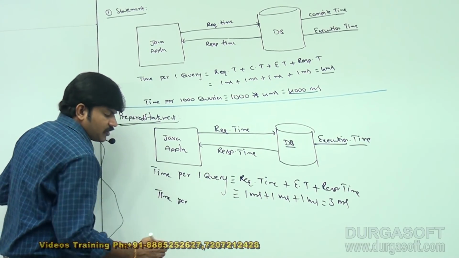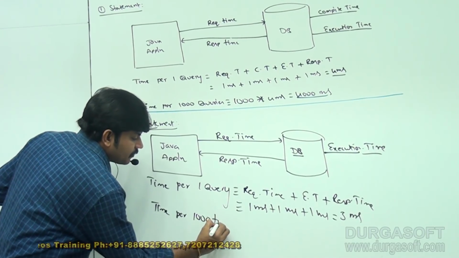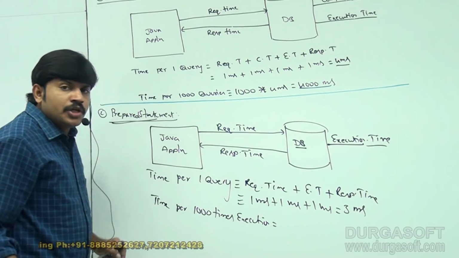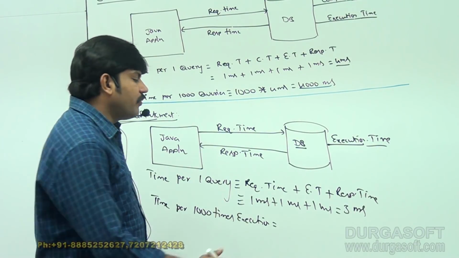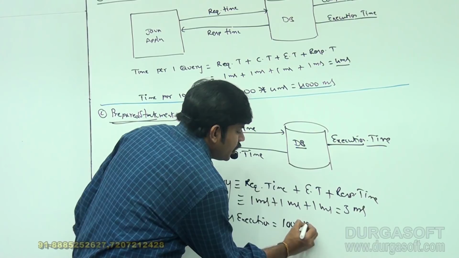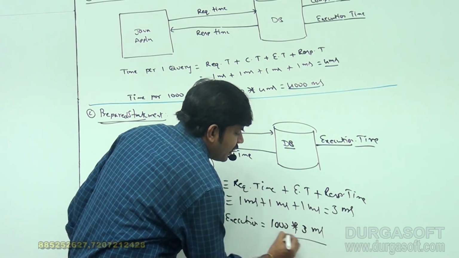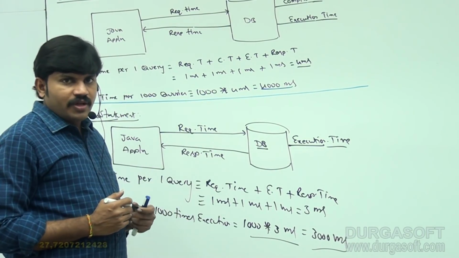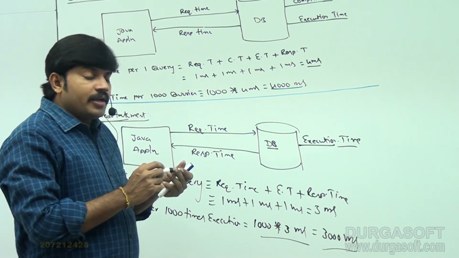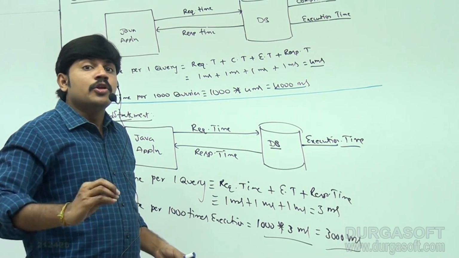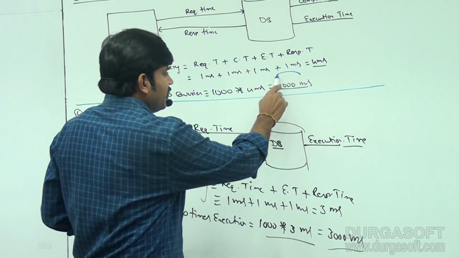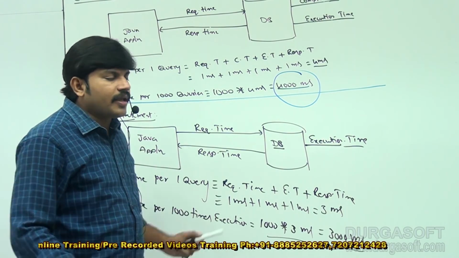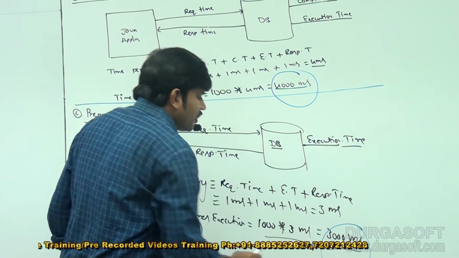Time per 1000 times execution. Same query, if I want to execute 1000 times, what is the answer, sir? 1000 into 3 milliseconds. Its value is nothing but what? 3000 milliseconds only. Have you observed? If it is a simple statement, to execute the same query 1000 times, 4000 milliseconds are required. In the case of prepared statement, only 3000 milliseconds are required.